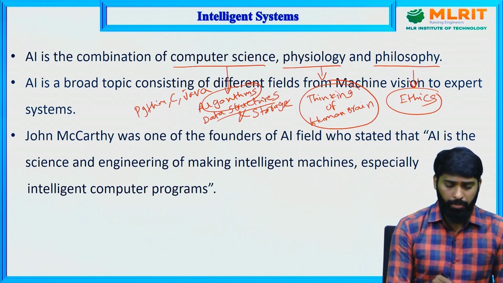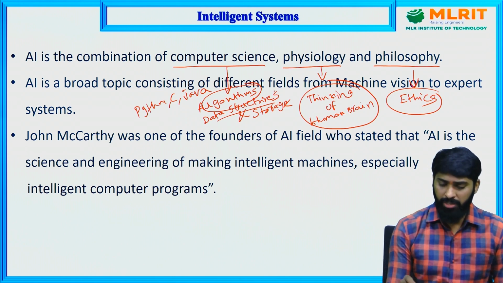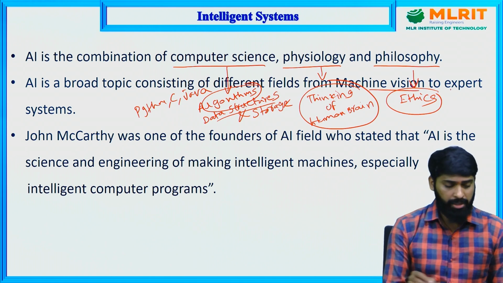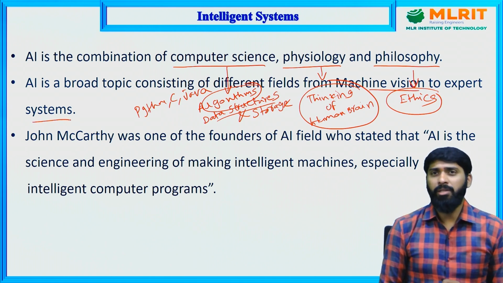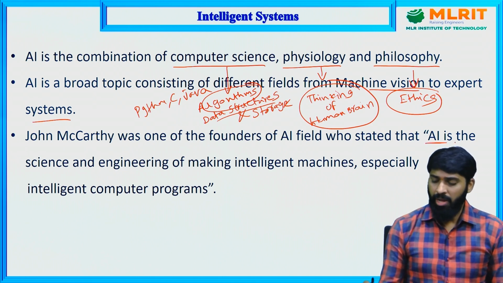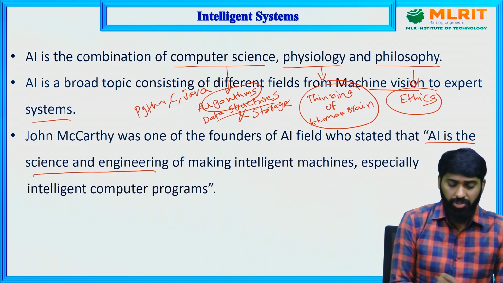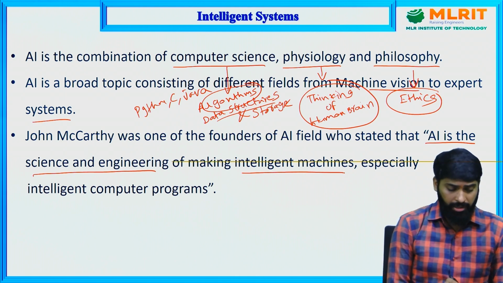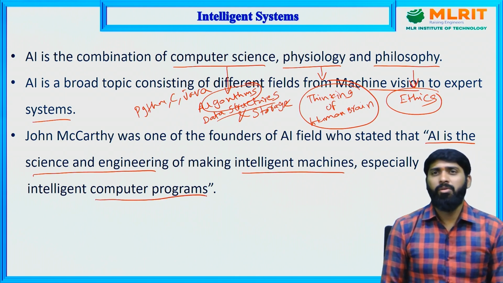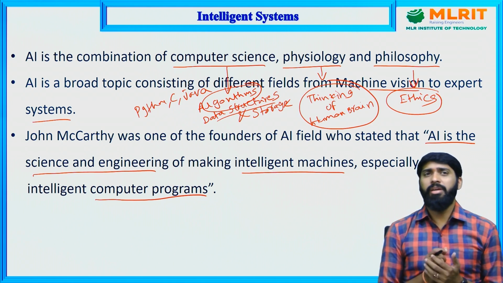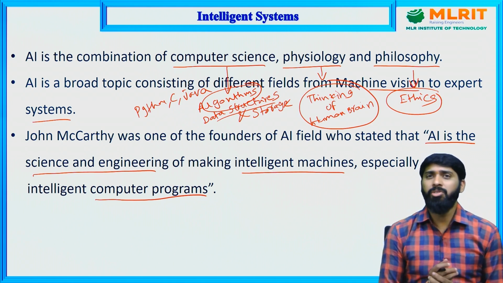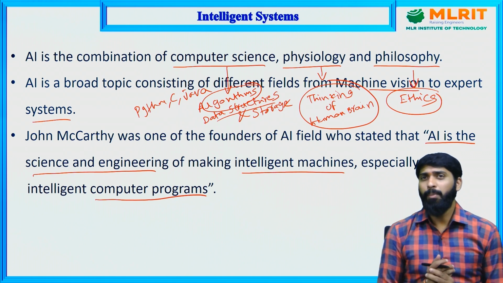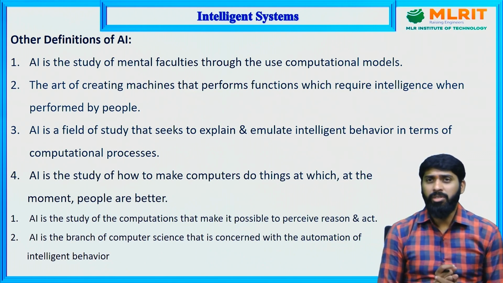AI is a broad topic, consisting of different fields from machine vision to expert systems. John McCarthy, the father of artificial intelligence, gave one definition of AI. He stated that AI is the science and engineering of making intelligent machines, especially intelligent computer programs. So what is AI? AI is the science and engineering of making intelligent machines, especially intelligent computer programs.